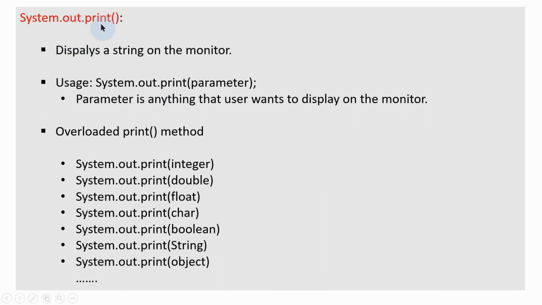So the next one is the print method with System.out. The use of the print method is to display the given string on the monitor, but it does not append any new line at the end.